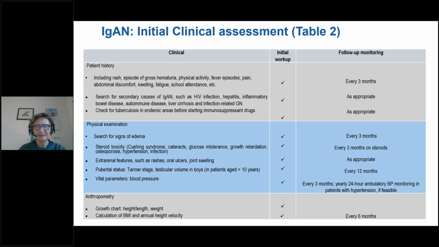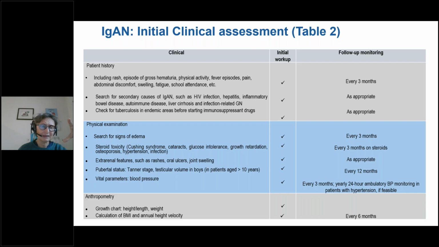It's pretty much common sense of what you would expect to do, but it's not always nice to have it all written down. So you take a careful patient history, and in this you look for secondary causes. You look for signs or symptoms of systemic diseases, which can be different from IgA nephropathy. So fever, swelling, pain, abdominal discomfort, loss of weight, loss of school attendance. You also, in certain endemic areas, check for tuberculosis before starting immunosuppressant drugs.